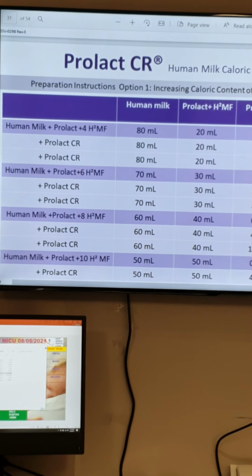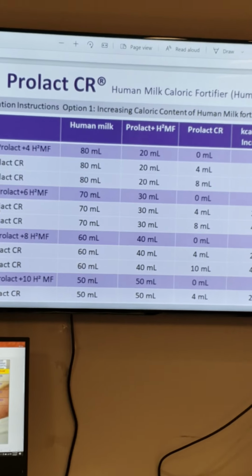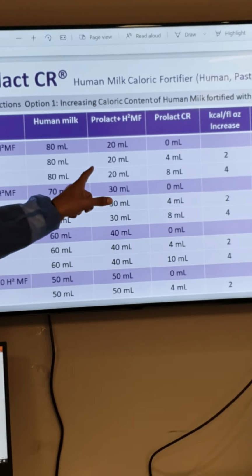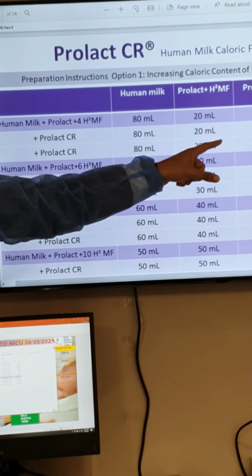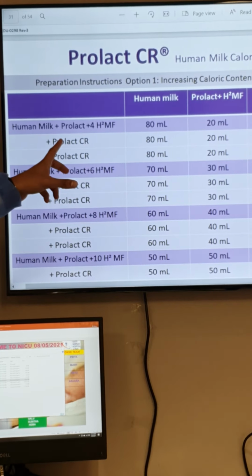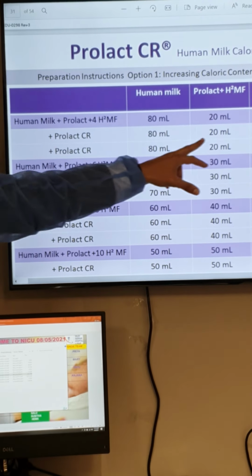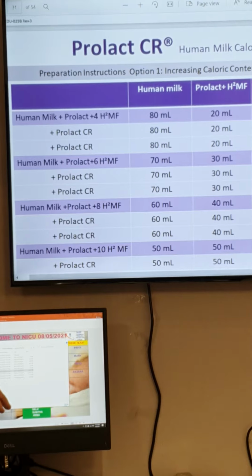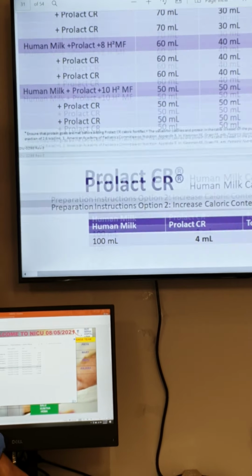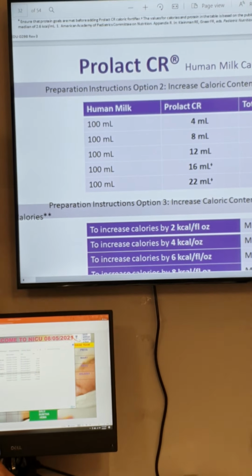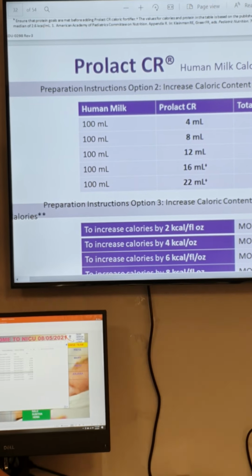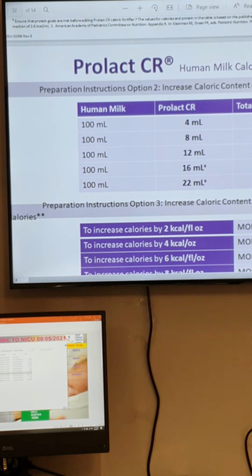Sorry, the mixing ratios again, the CR. We need 2 kilocalorie at the total after mixing. So 2 options, either to add 4 ml or 8 ml. This is the way of calculation. Or in this way, we will add 4 ml on top of the 100.